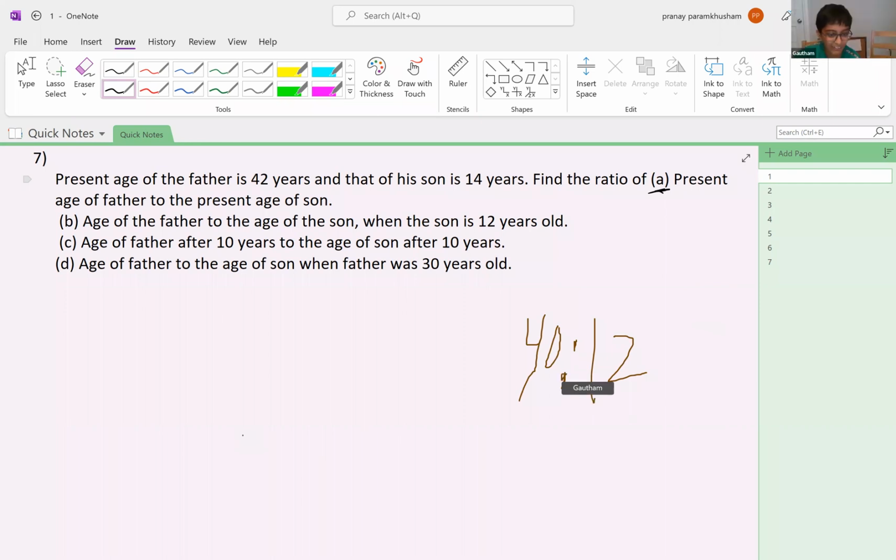Or age of father after 10 years to the age of son after 10 years. Okay, so that's 52 to 22. Wait, actually, it's 50 to 22. Okay, you're not canceling, Gautam. You're just writing the answers. Yeah, right. I need to cancel this stuff.